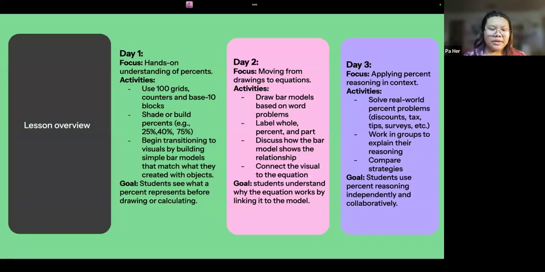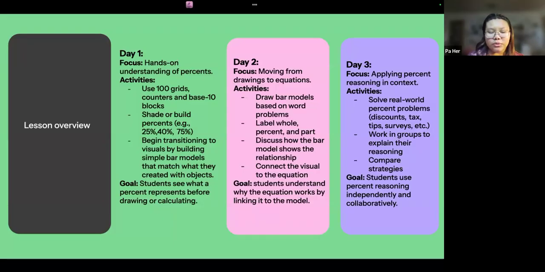The lesson overview is, on day one, we will focus entirely on hands-on understanding. Students will use 100 grids, counters, and base 10 blocks to physically build and shade the percents. This will help them see that percent literally means out of 100. We will also start introducing bar models, but only in a simple way, just enough to connect the concrete and visual. The goal for this is for students to be comfortable and familiar with the assignment, not just with the speed.